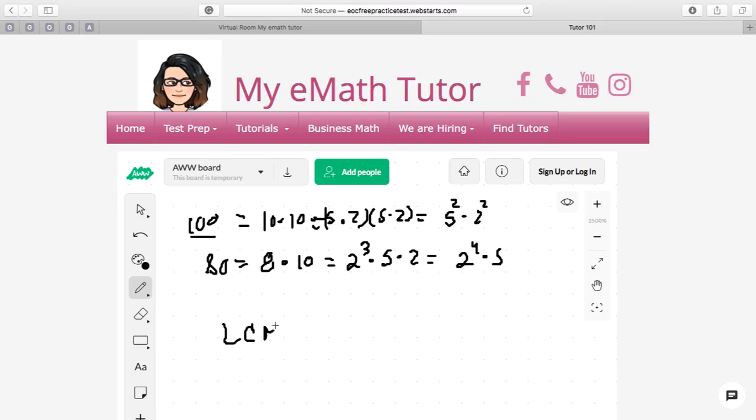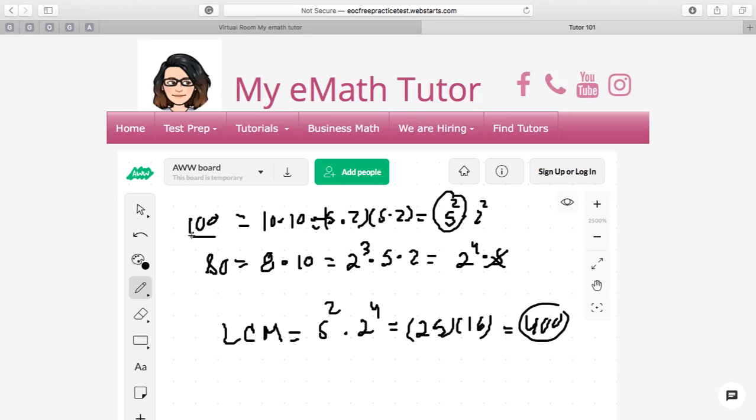The least common multiple is going to be the commons with the highest exponent. So I see for 5, I'm going to pick 5 squared, and for 2, I'm going to pick 2 to the 4th. All right, so 5 times 5 is going to be 25, and 2 to the 4th is going to be equal to 16, and 25 times 16 is going to give you 400. The least common multiple between 100 and 80 is 400.